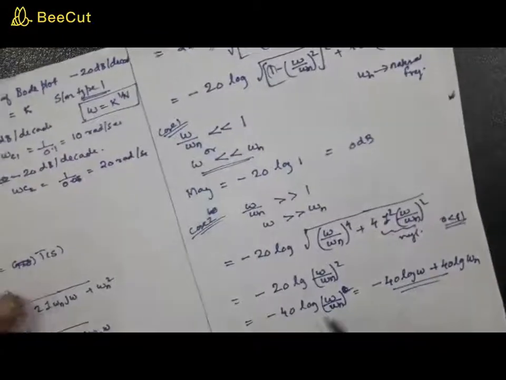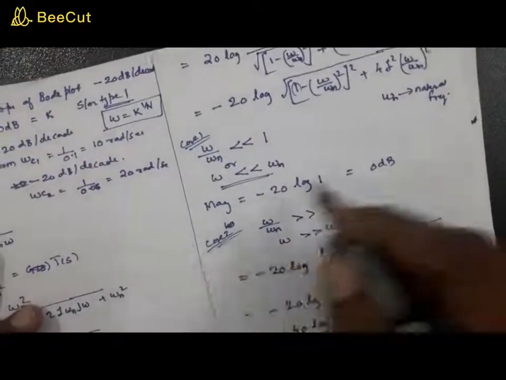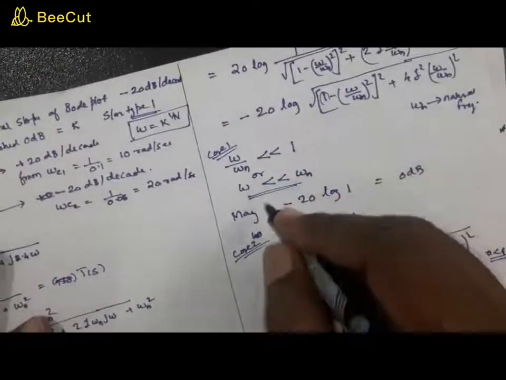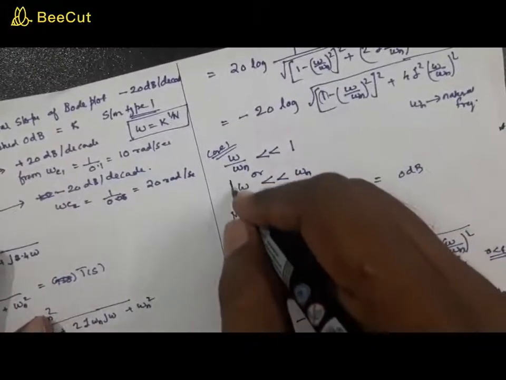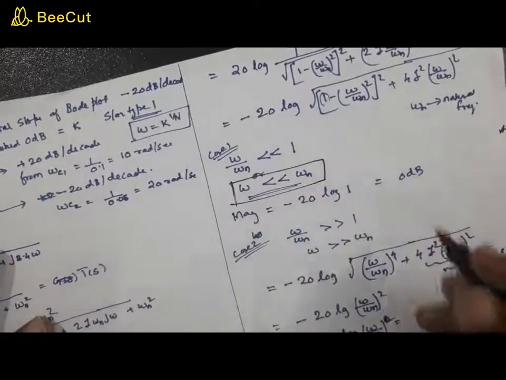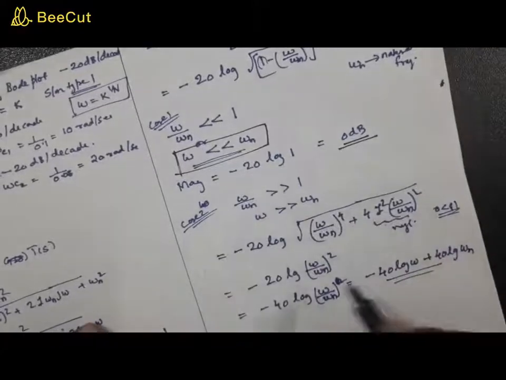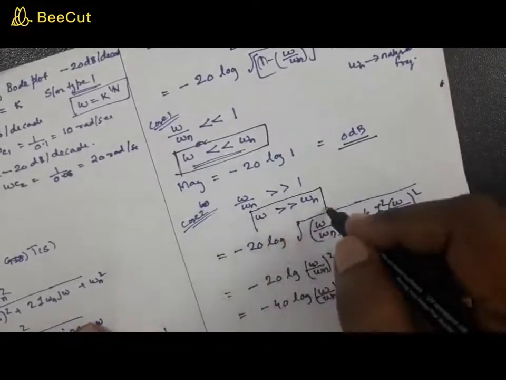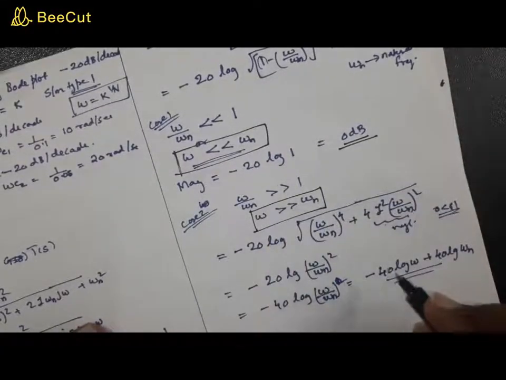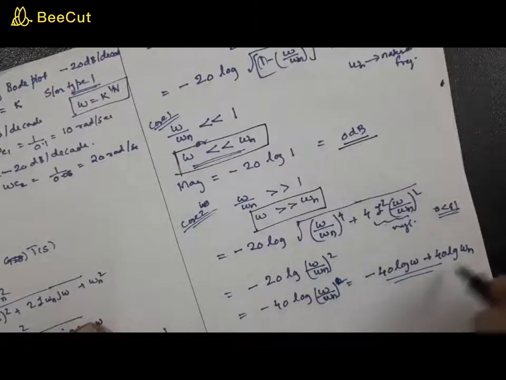You have found two different values for magnitude at two ranges of frequencies. For frequencies much less than the natural frequency, it was found to be 0 dB. That is an approximation. And in case 2, what we found is that if the frequency is much greater than the natural frequency, we have got a term like this.